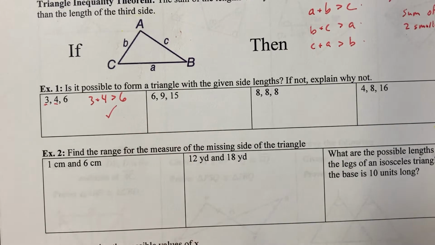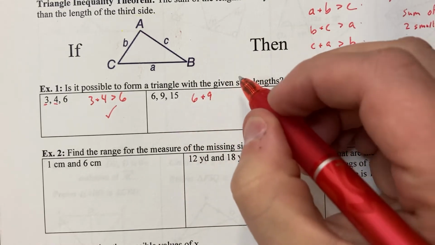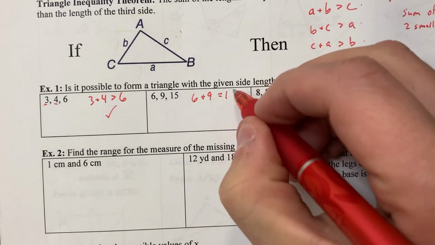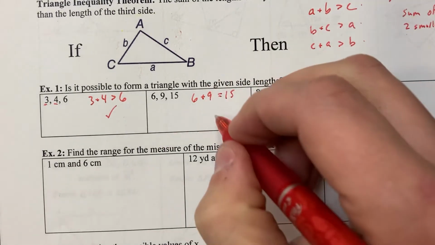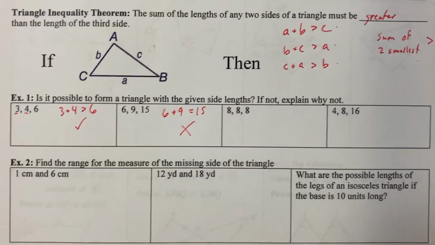What about with 6, 9, and 15? Is 6 plus 9... ooh, 6 plus 9 is equal to 15. That one will not work. It has to be greater, according to the theorem, or else it won't work. It won't make a triangle.